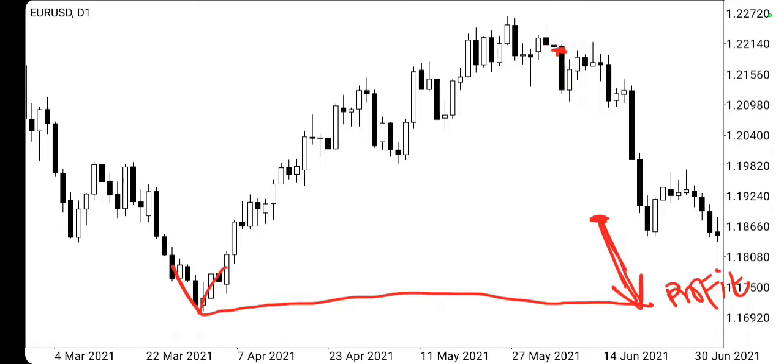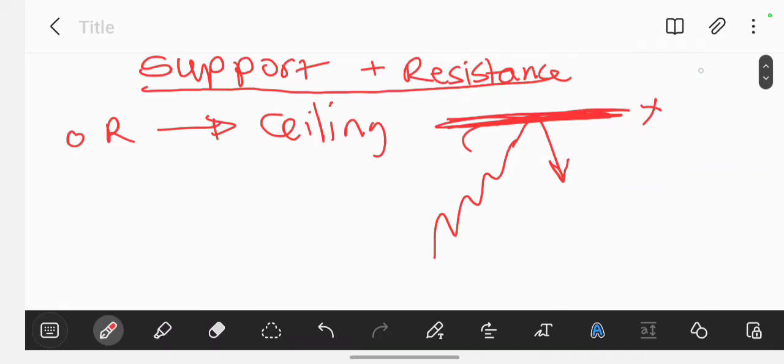Then you just stay on the sideline, and as soon as you see that it seems to be rejecting, or doing the same thing here, then you'll be like, oh, let me buy. I'm buying from what? From support. So what does that tell us? Let's just go back to our notes and continue with this talk.